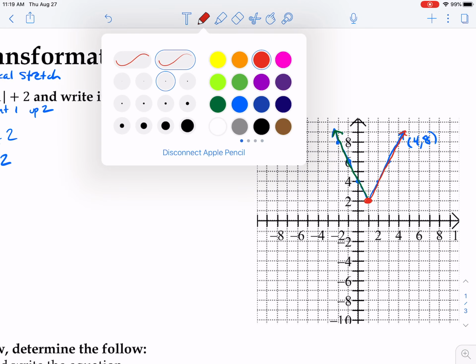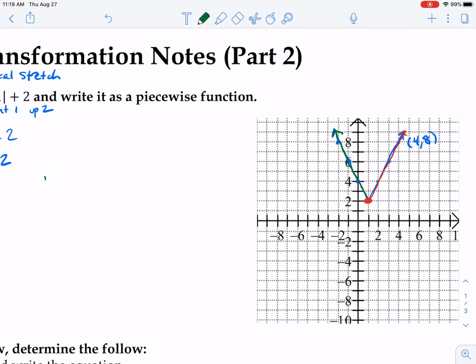Working in green first, our function f of x is equal to, well, there's 2 pieces. I see that this green piece over here is a linear function. It's got a slope of negative 2 and a y-intercept of 4. That really couldn't be any easier. And that happens when x is less than 1.